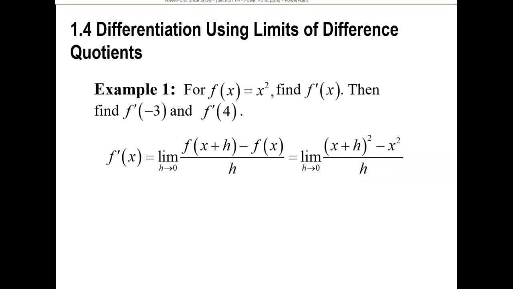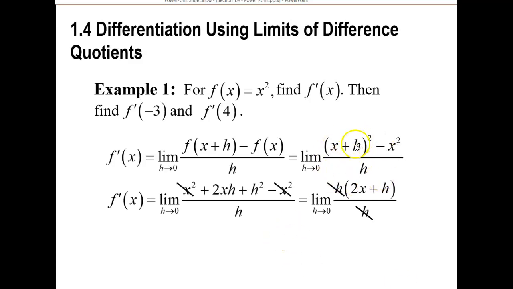All right, so our first example, we're going to use the function x squared, find f prime of x. Then after we find the function that represents our derivative, we're going to evaluate it for -3 and 4. So f prime of x equals the limit as h approaches 0 of f of x plus h minus f of x over h. So if our function is x squared, f of x plus h is x plus h squared, minus f of x, which is x squared, divided by h.